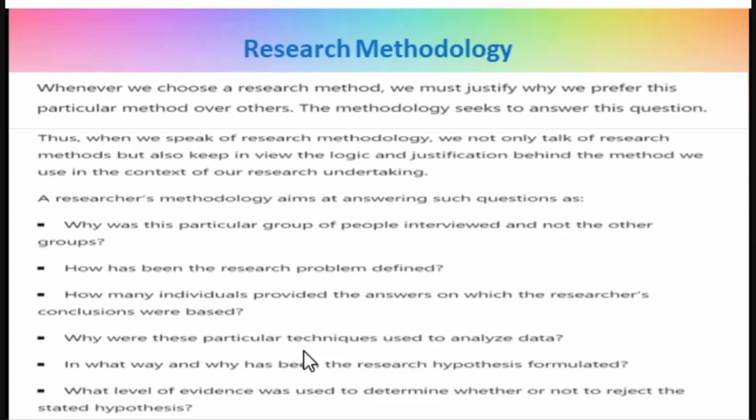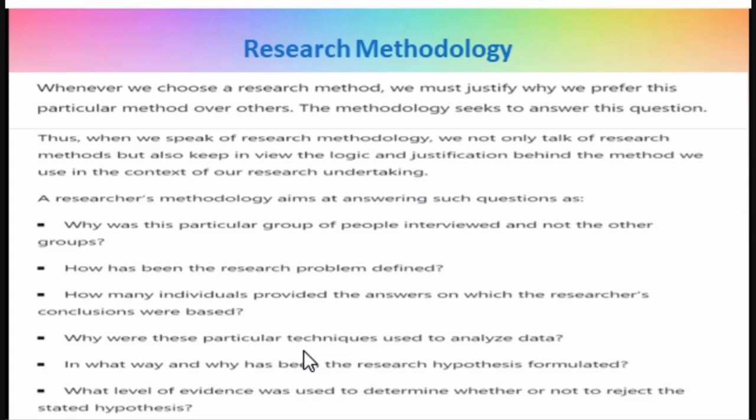How the research problem has been defined. It not only talks about methods, it also talks about other aspects of research. How did you frame this problem? What is the research gap? How many individuals provided answers on which research conclusions were based? Let me say you conducted a survey of 250 students, but only 200 or 150 answered. So how many answered, and why didn't others answer? On what basis did you conclude your research?